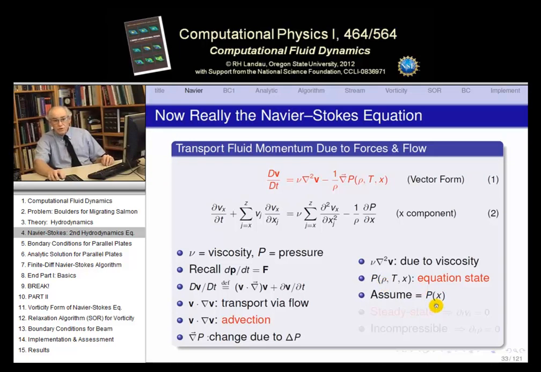So we'll assume the pressure is only a function of position. Keep things simple, and that has to be known ahead of time. Okay. We'll assume steady state. In other words, the boulder's been in the river a long enough time, so all the ripples, the waves, have gone out. We've reached a steady state solution.